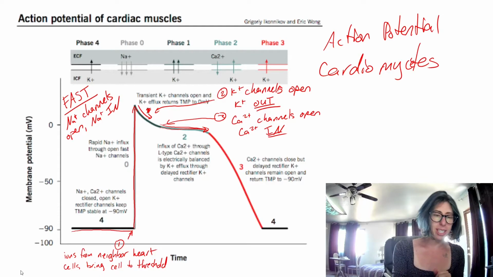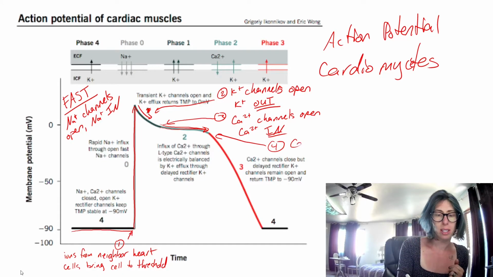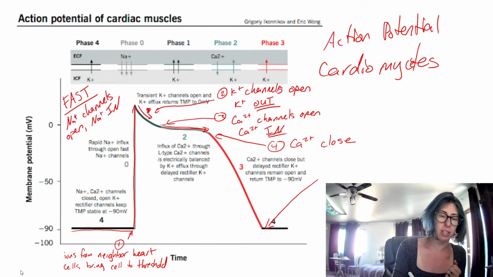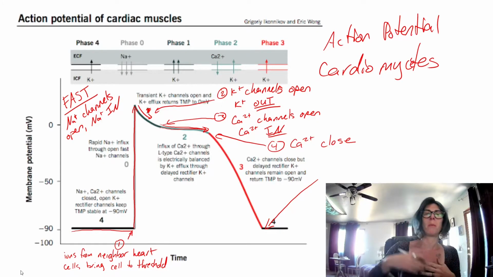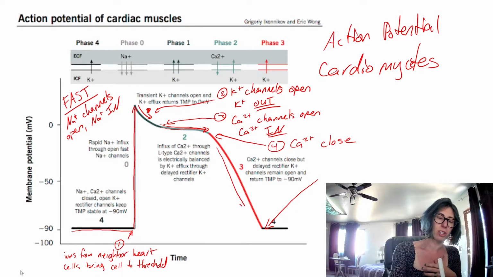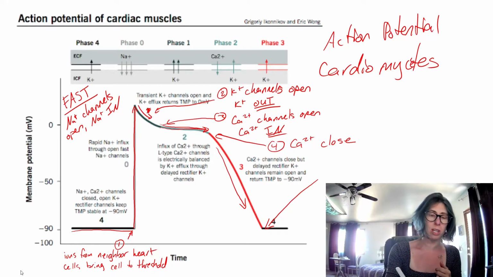Then eventually, the calcium channels will close. So we'll say it happens somewhere around here. Calcium channels close, but the potassium channels stay open until all the way down here. So once the calcium channels close, potassium's going out. You get a faster downward trend for a faster repolarization. And then finally, when you get all the way back to the original resting membrane potential, that's when the potassium channels close.